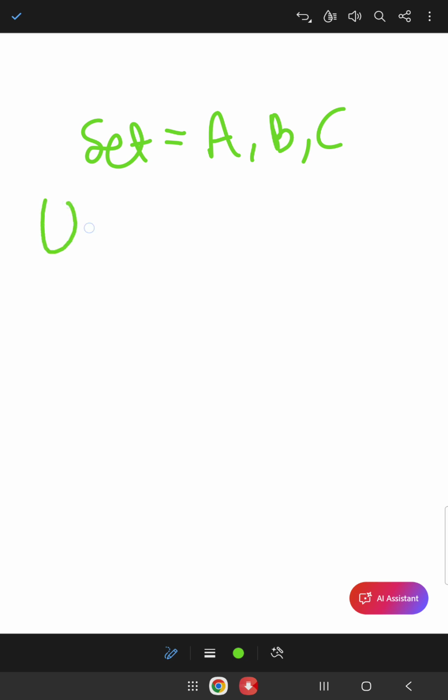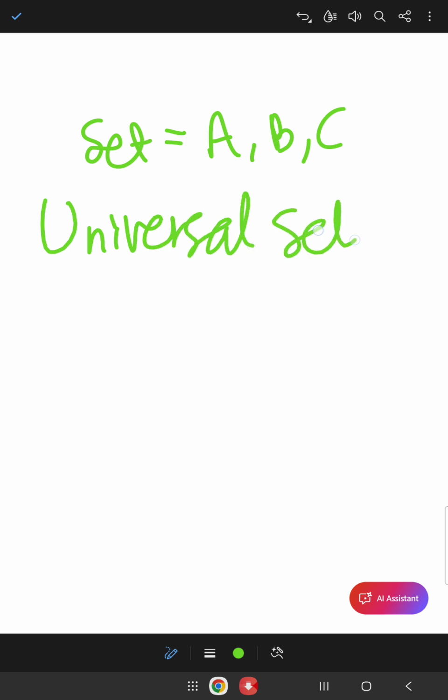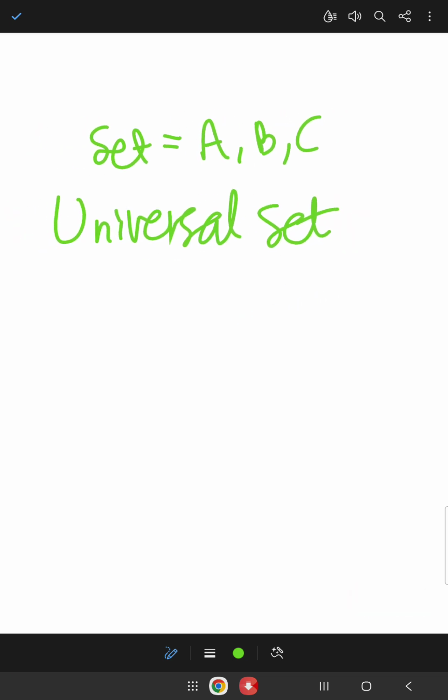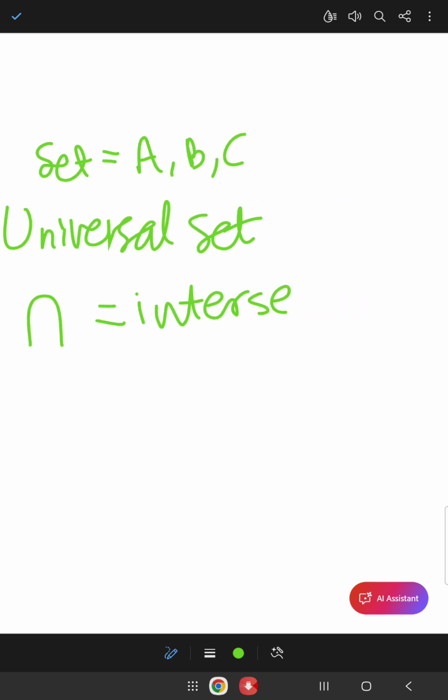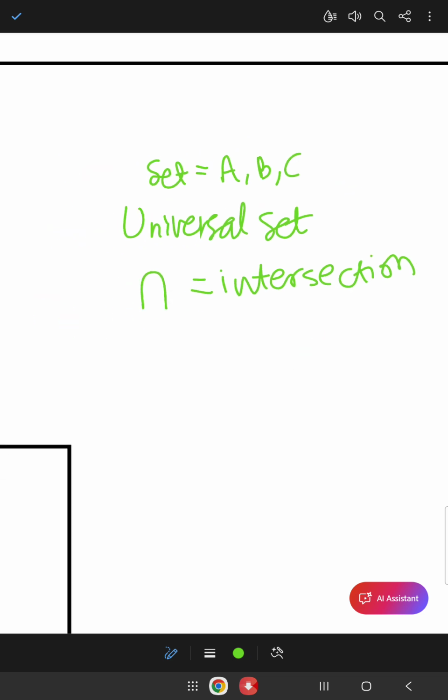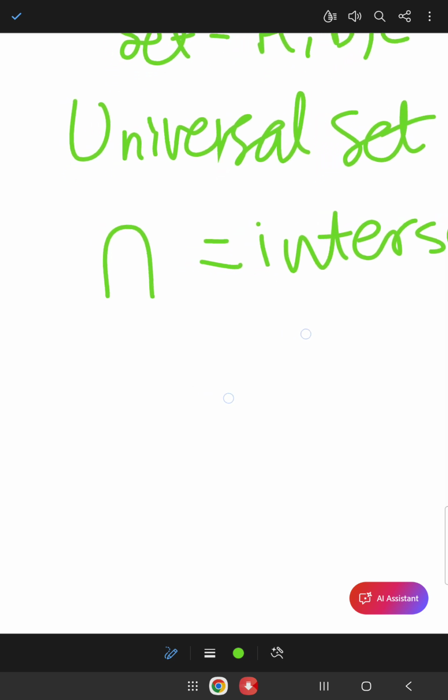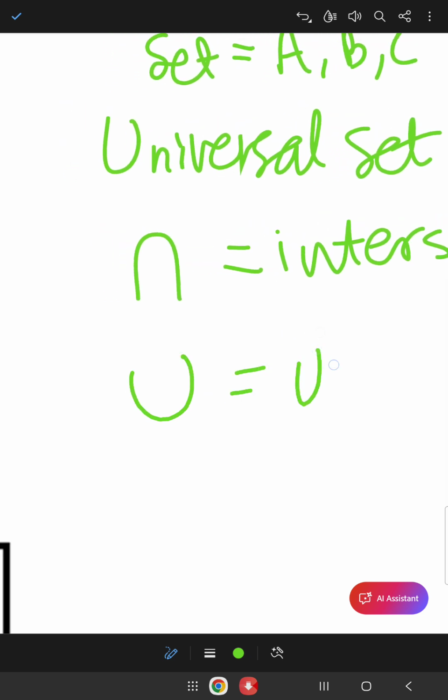Then we have our universal set, which is basically all the sets together. We have symbols. So first is this. This means intersection. It basically means the overlapping between two sets, or more than two sets. So the things they have in common. U means union. So this means both the sets combined together.